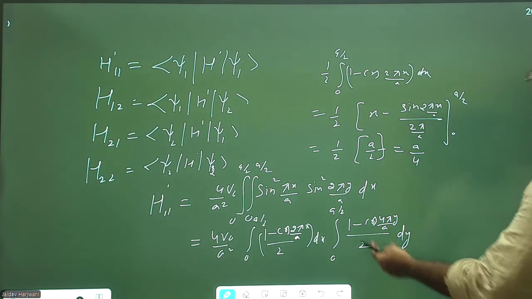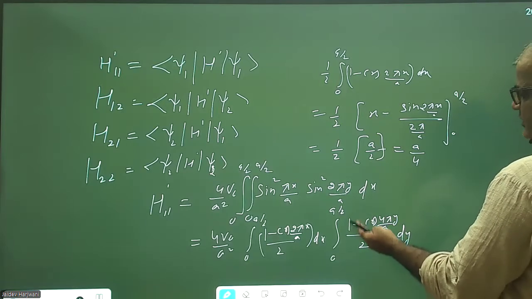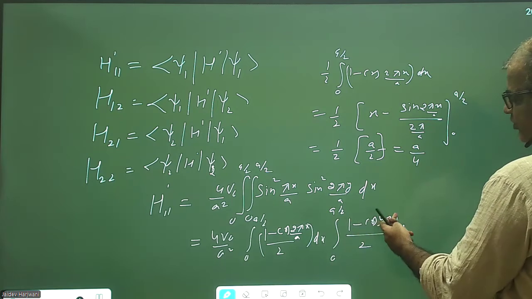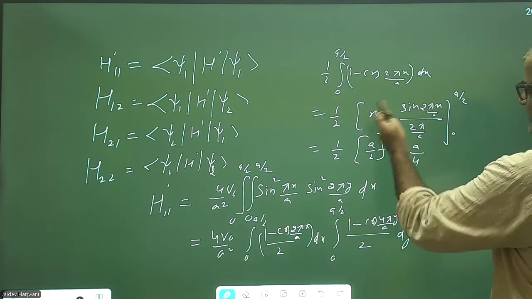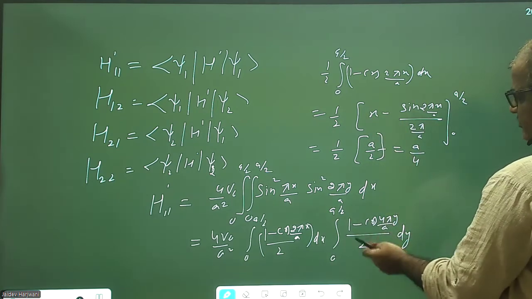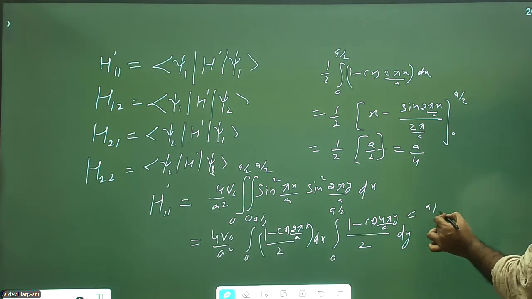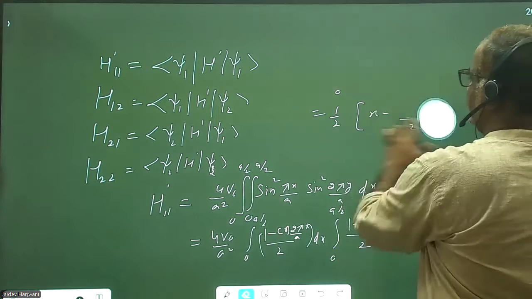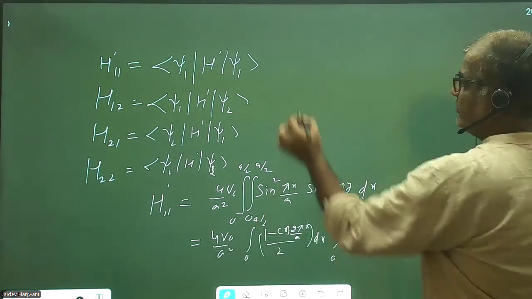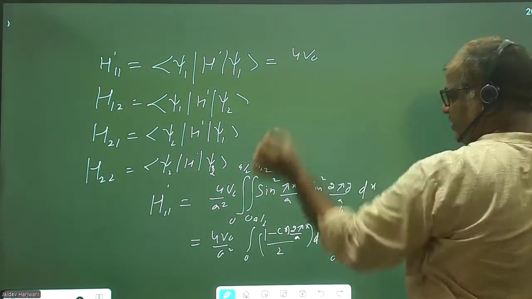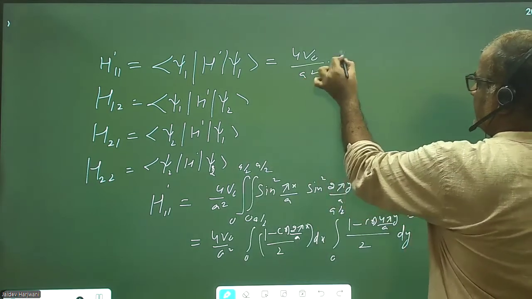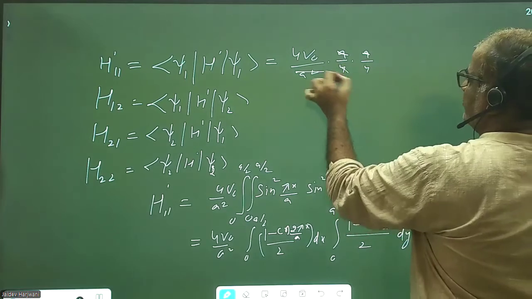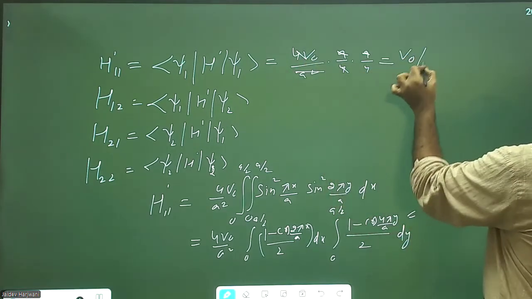Now, similarly, if I solve the other one also, you see this integration does not depend on the 2 pi or 4 pi here, it only depends on the limit of x. So if I solve this integration also, it will also give me a by 4 only. So the matrix element will give me 4 V naught upon a square, times a by 4, times a by 4. So a square cancels, 4 cancels, and this is equal to V naught upon 4.